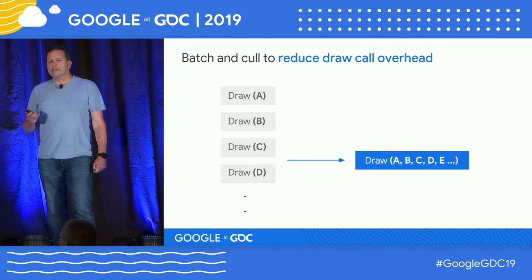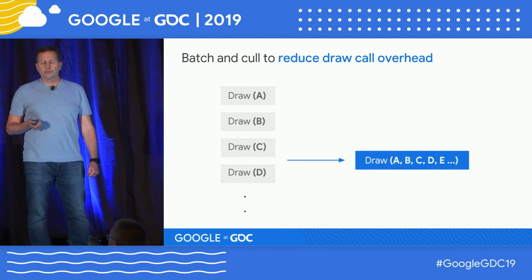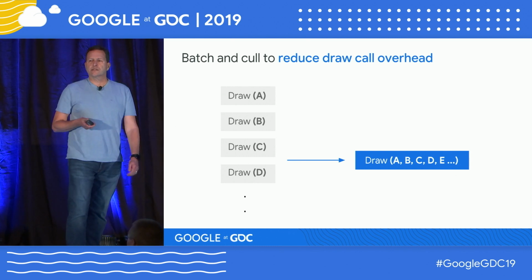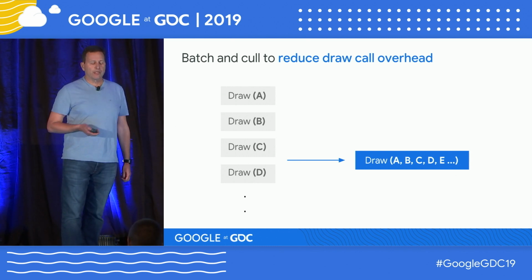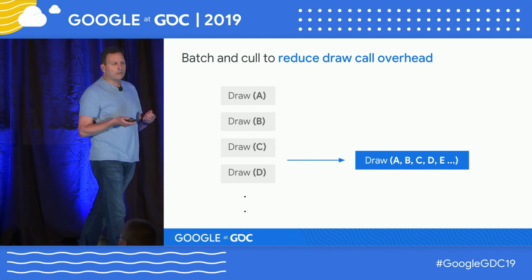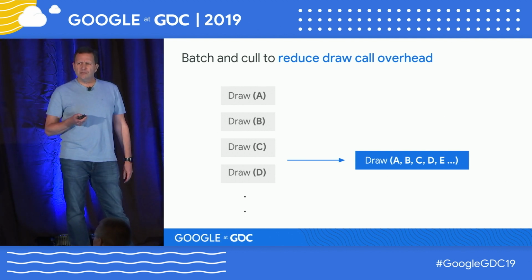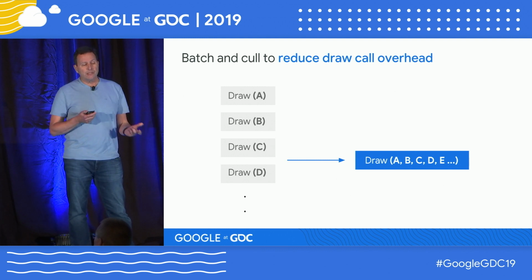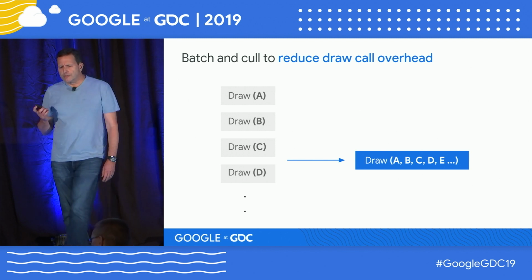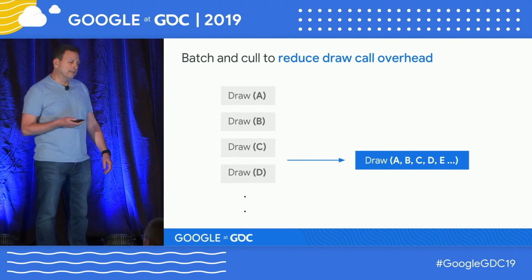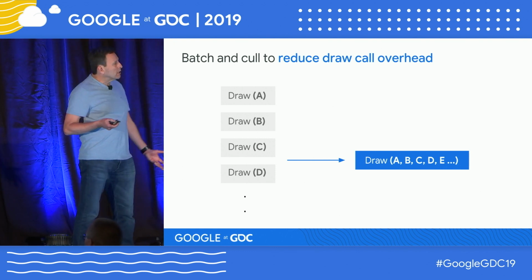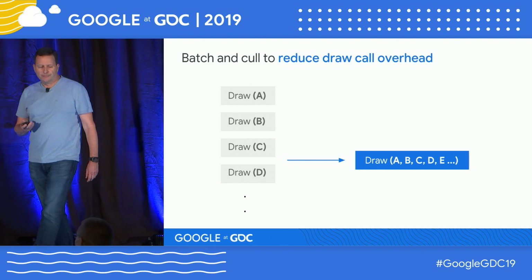You've probably all heard that it's good to batch, and this is still true. Every draw call has overhead with it, driver overhead. So if you can combine draw calls into a single draw call, that's going to help with that CPU overhead. Game engines like Unity have options for doing dynamic and static batching, which can help with that. The other thing you want to do is not draw things that you're not going to see. So things like frustum culling and occlusion culling are important.